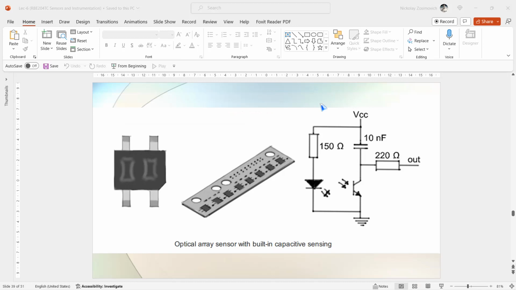Commercially available optical array sensors, like the one shown in this figure, already have built-in capacitors for this very purpose, taking into account the usually limited availability of analog input on conventional microcontroller systems. Although the sensor is in the optical domain, the applied interfacing strategy is capacitive.